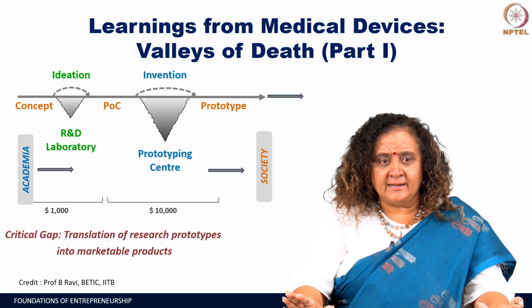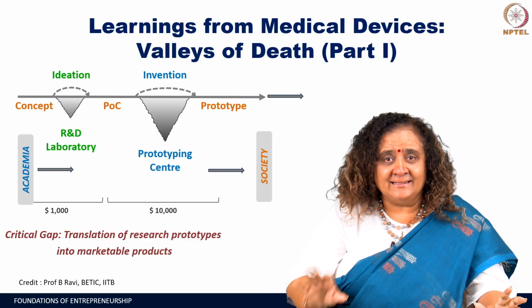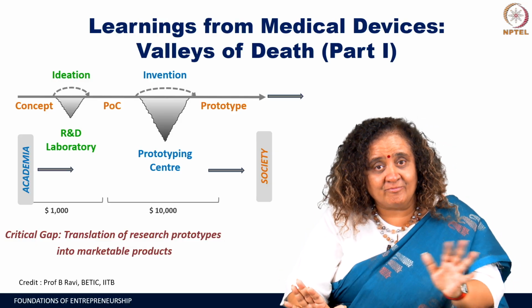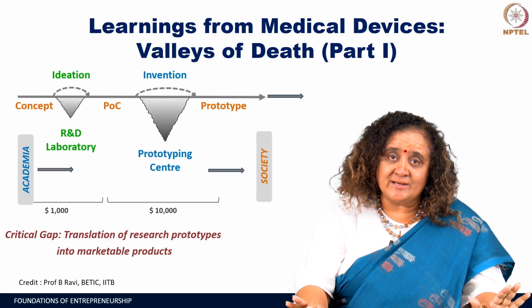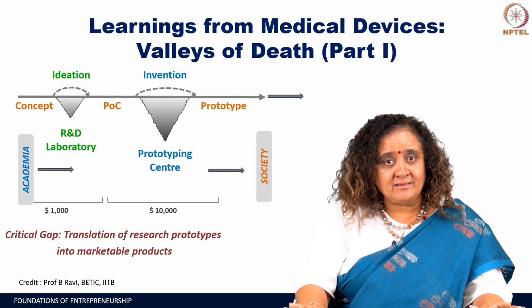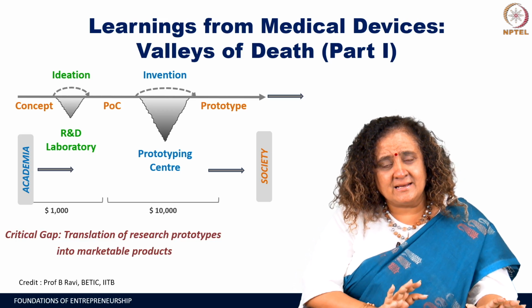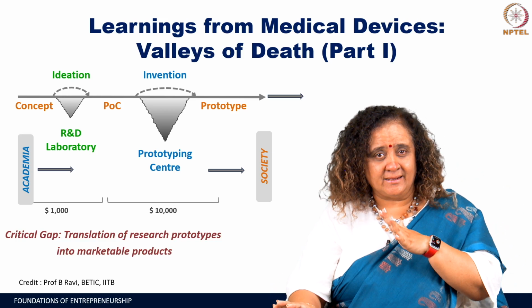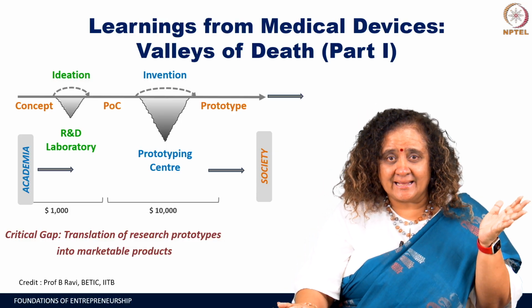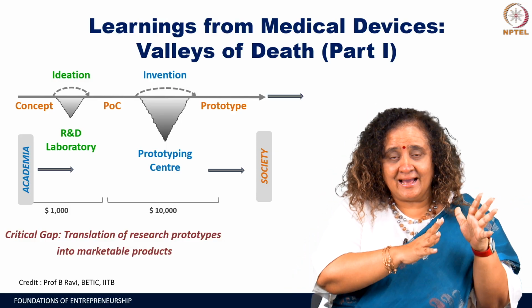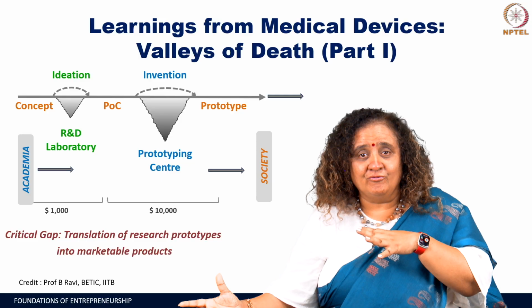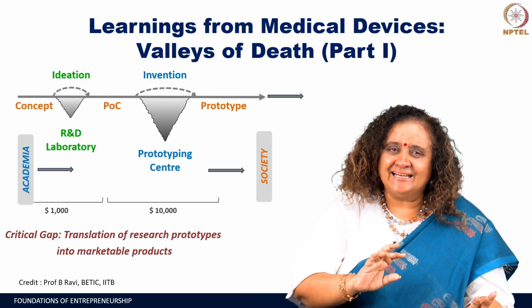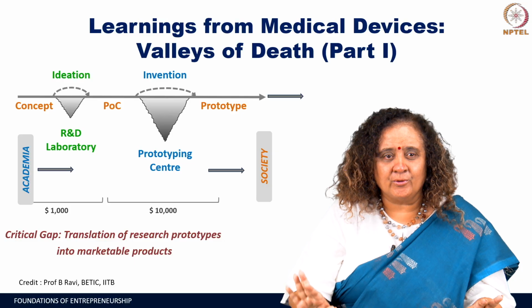This is done typically at a prototyping center, and in his book that Professor Ravi of BETIC has written, he refers to it as the invention valley of death. He talks about there being a critical gap of academia going to society. So, the academic work that happens in our labs stays in our labs and does not improve lives of people in society, and he is using medical devices as a case in point. I am not going there.